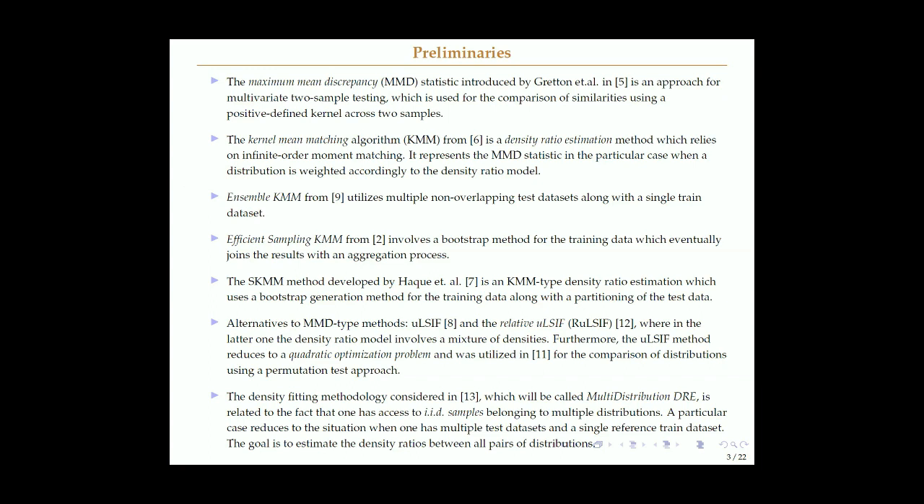It is known that there are very different alternatives to KMM, for example, ULSIF and relative ULSIF or RuleSieve. The last one, RuleSieve, doesn't use the classical density ratio function, but an extended one which involves a mixture of the densities between the training and the test distributions. I also want to say a little bit about a newly developed method called multi-distribution density ratio estimation, which has the goal to estimate the density ratios between multiple pairs of distributions.